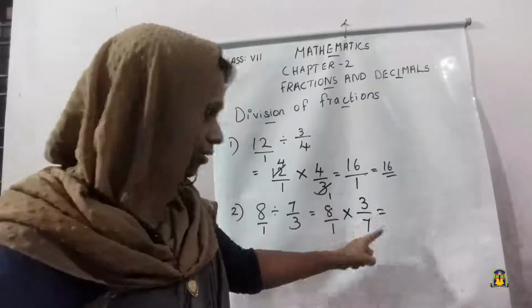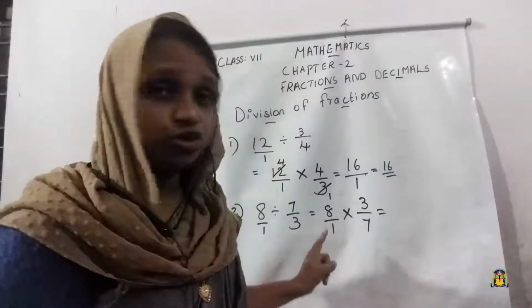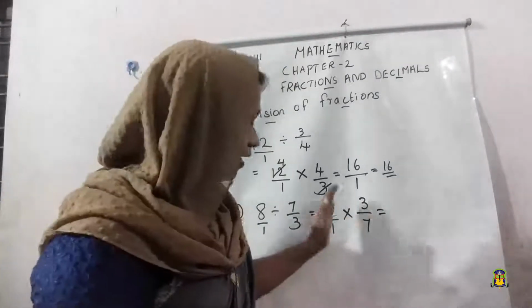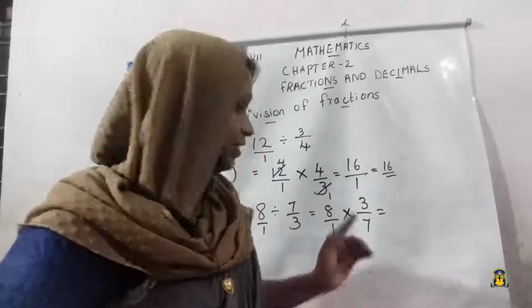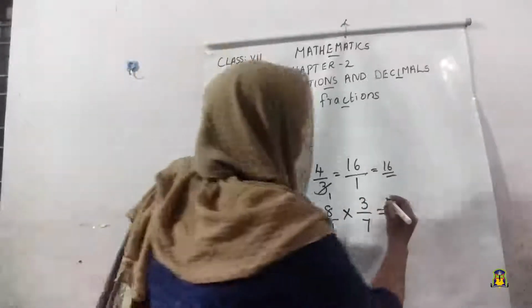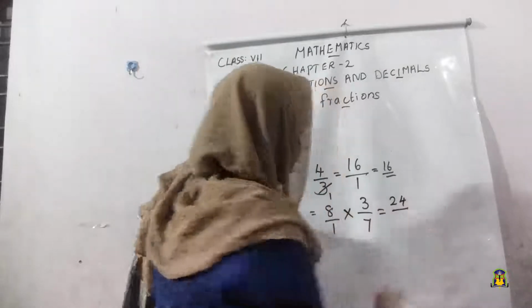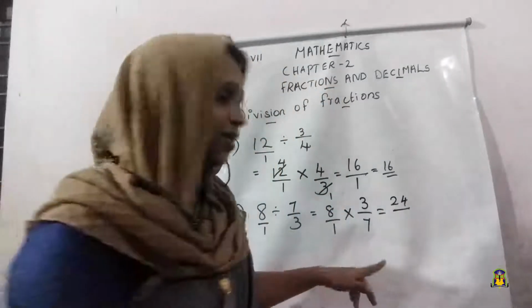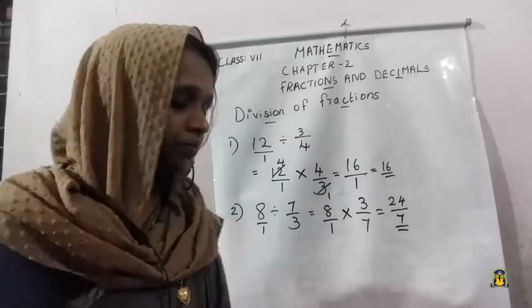Then we want to check whether it is possible to reduce here. No. So we can directly multiply the numerators. That is 8 into 3, 24, by 1 into 7, it is 7. Okay, this way we are dividing. Next.